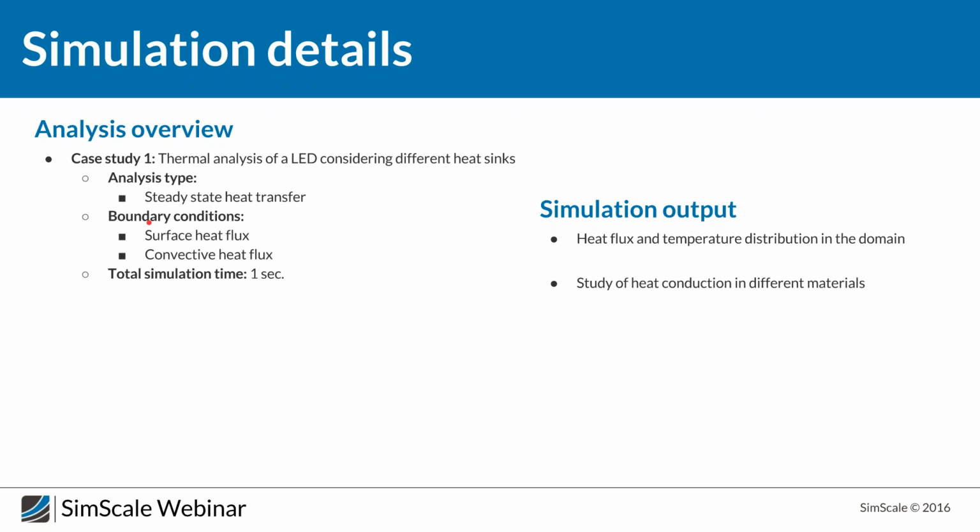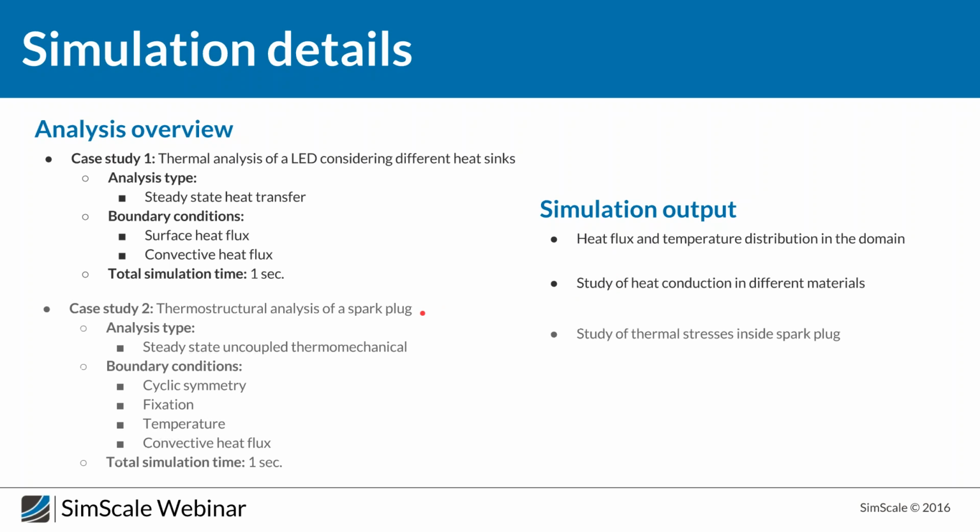In the boundary conditions, we would apply a surface heat flux where the LED is mounted over that surface. The other is the convective heat flux over the faces of the heat sink, considering that the air is touching the heat sink and convection is going on there. The total simulation time would be around 1 second, so it's a one step simulation with steady state heat transfer. The simulation output we will be interested in is the heat flux and the temperature distribution in the domain, for example in the whole LED domain, the heat sink and the different components in between, and then the study of heat conduction in the different materials placed over each other in this case.